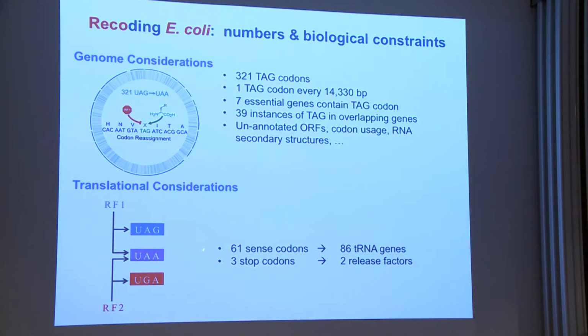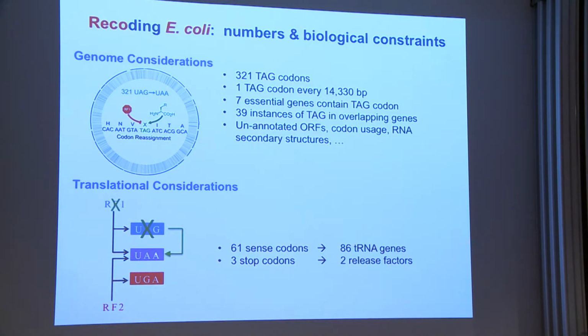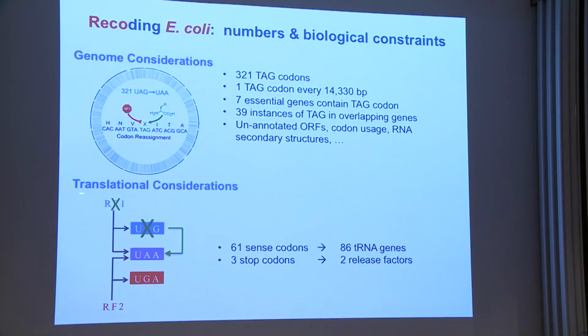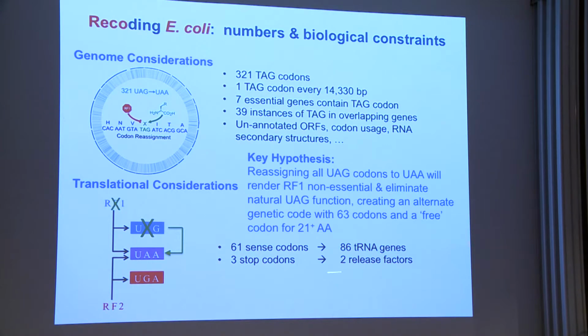On the translational side, this is very important: when you think about recoding, you have to identify a mechanism and a path such that when you reassign your UAG to a UAA codon, you can eliminate the translational machinery that decodes that codon at the ribosome. And this is where we hypothesized that by recoding UAG to UAA, it would render RF1, which is an essential protein, non-functional, allowing us to delete it, while still retaining 2 stop codons that could be faithfully decoded by RF2. So that leads to the key hypothesis behind this whole experiment: reassigning all UAG codons to UAA will render RF1 non-essential, eliminating natural UAG function, creating an alternate genetic code with 63 codons and a free codon that can be dedicated to a 21st amino acid.